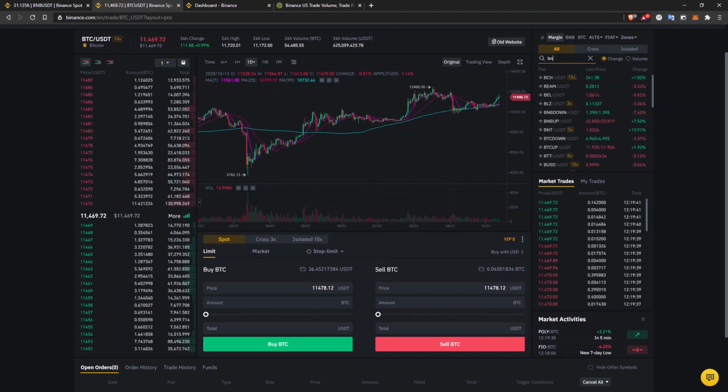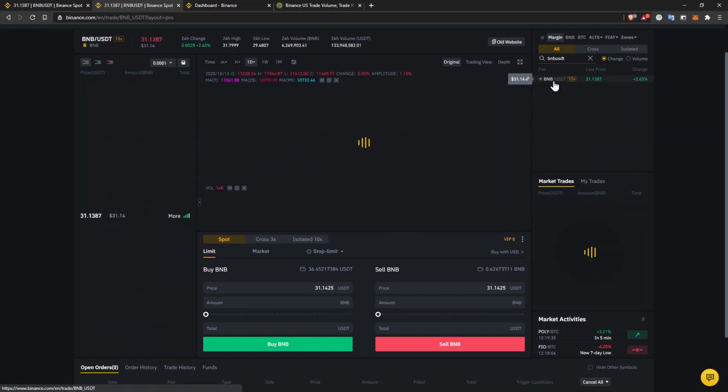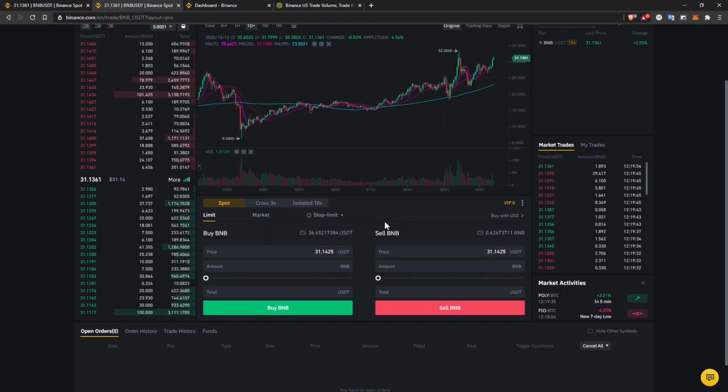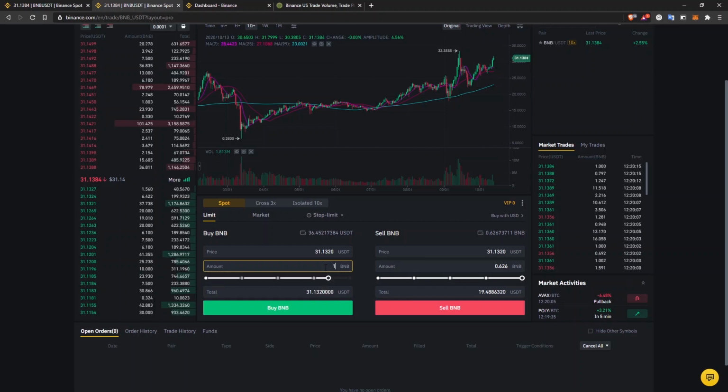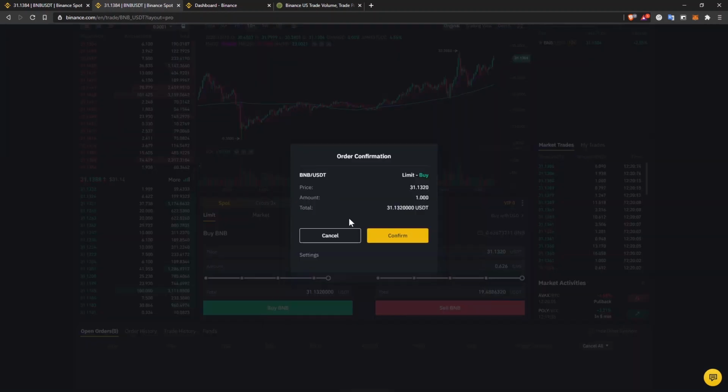Like I said, I want to buy BNB with USDT. If I want my order to be triggered really quickly and at a specific price, I'll just go here in the order book and, in case I'm buying, I click on whatever other people are buying for, and I click on the second option right here. The amount I want to buy is, let's say, 1 BNB. And when I click buy BNB, it shows me this order confirmation. If you click on settings, you'll be able to turn on or off these confirmations before the order is triggered.